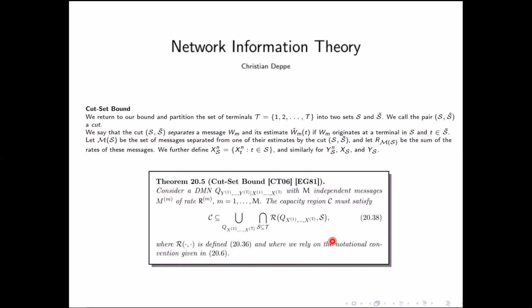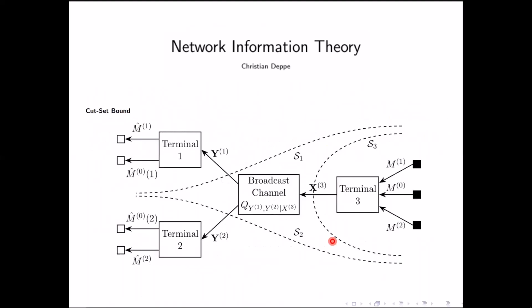And this we want to apply now to our problem. I already told you that we did this already for the broadcast channel. For example, the broadcast channel, you can look at it as a discrete memoryless network with terminals 1, 2, 3. Terminal 1 receives 3 messages and sends this sequence X3, and the broadcast channel puts out Y1 and Y2 here.